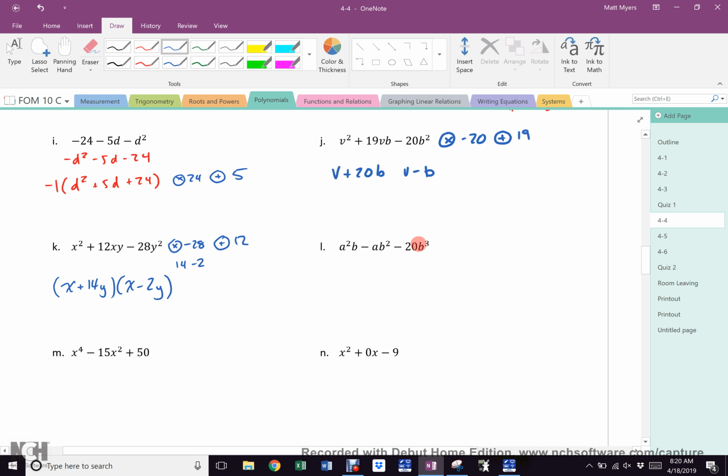What's weird here? B is cubed. I don't know what to do with a cube, but what do I notice? B, B, B. Is there something common? And the first thing we're supposed to do is get rid of anything common, right? So B comes out to the front. And now I've got a squared minus ab minus 20b squared. Which means I need to multiply to what? Negative 20 and add to what?